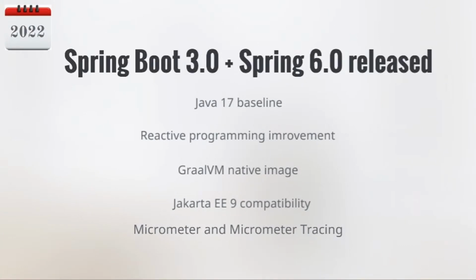The last major milestone that I'm going to touch in this video came in 2022 when the third version of Spring Boot and the sixth version of Spring was released. In this version, 17 was added as the baseline Java version. Also, the support for reactive programming that was added previously got some improvements. Also, the support for GraalVM native images was also added. Jakarta Enterprise Edition 9 compatibility was added, and metrics gathering and tracing was improved by introducing Micrometer into the framework.